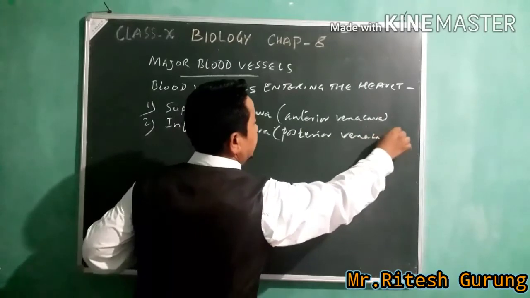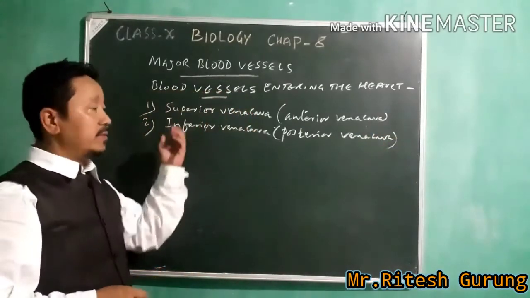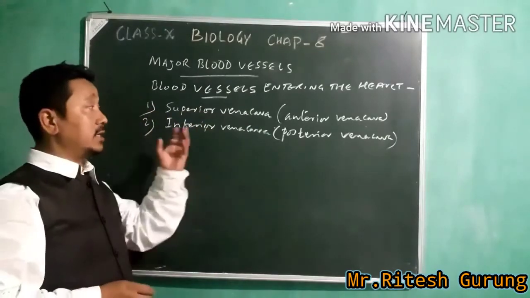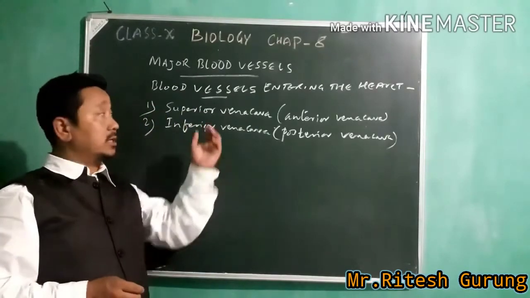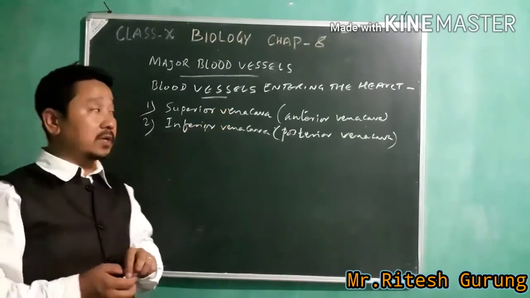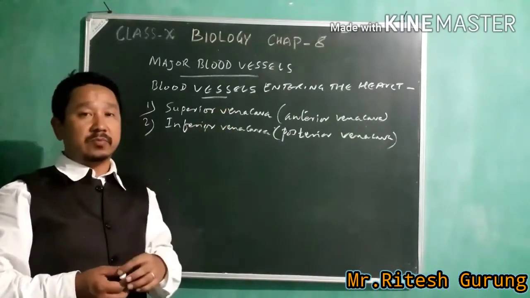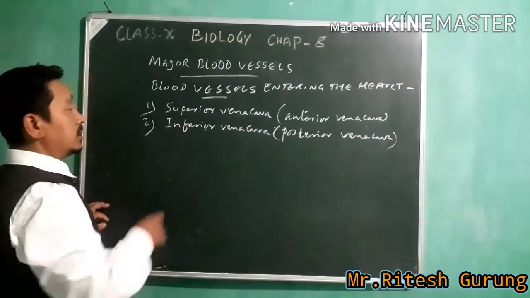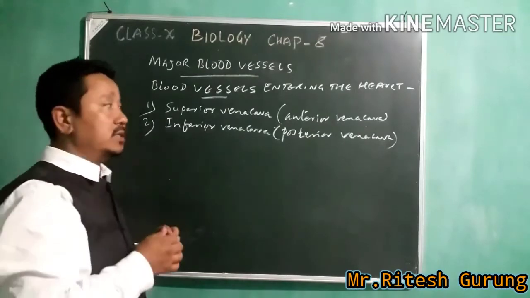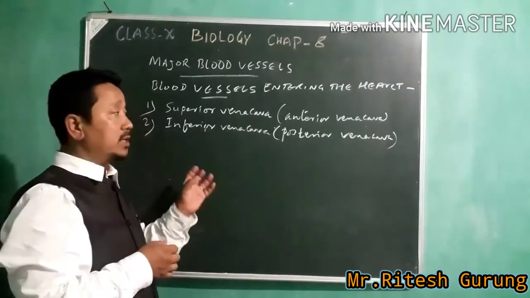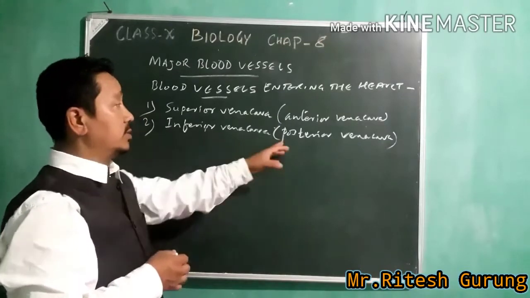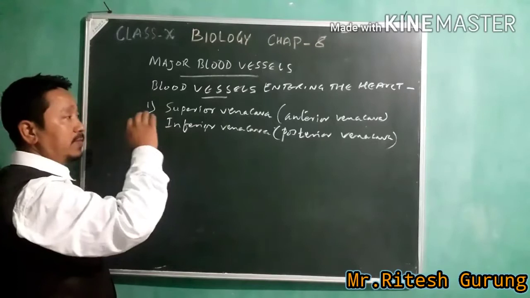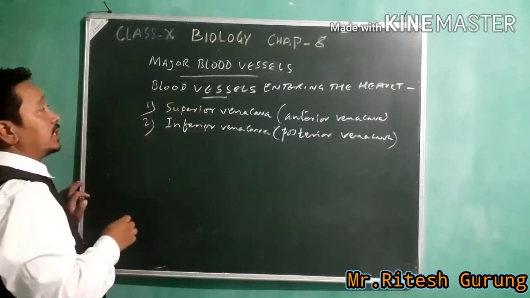That means the superior vena cava that we discussed in the last session collects the blood from the upper parts of the body into the right auricle. And your inferior vena cava collects the blood, which blood? Impure blood, into the right auricle only. Superior and inferior vena cava are the two blood vessels entering the heart. Similarly, what is there?